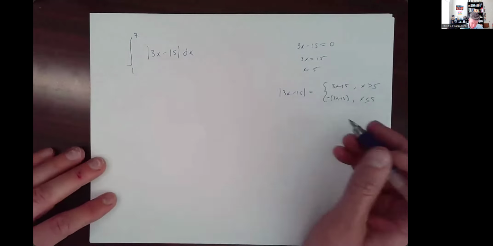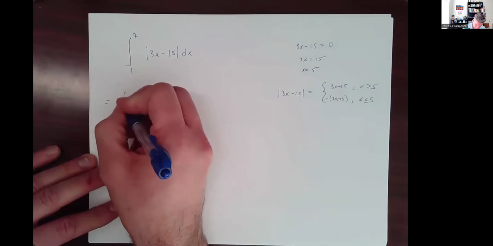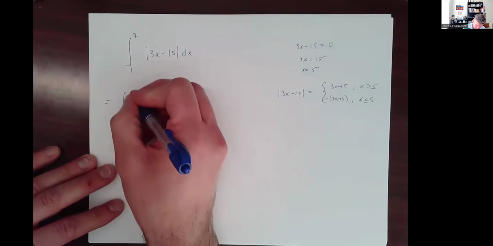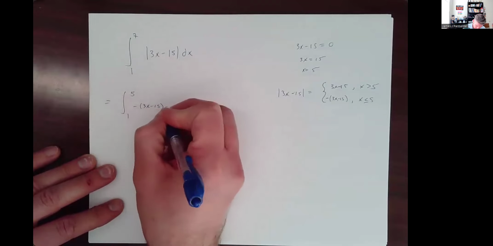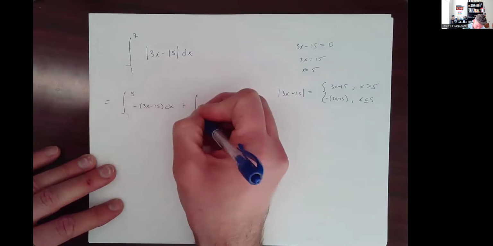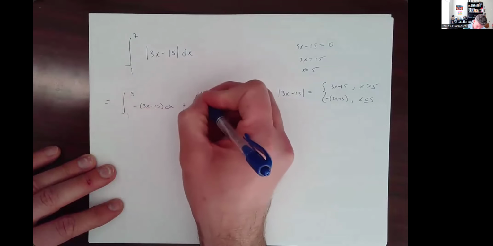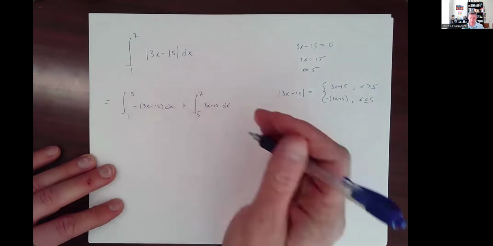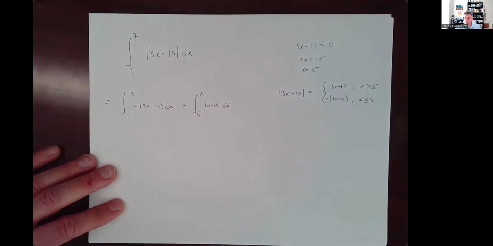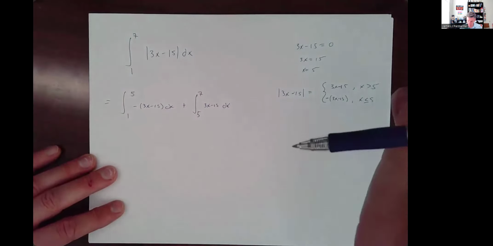Exactly what I should. But that's not the way you should really do this. You should not really break this up as the integral from 1 to 5 of negative 3x minus 15 plus the integral from 5 to 7 of 3x minus 15. And those work just fine, but it's really more work than you want to do. What you really want to do here is draw a picture.